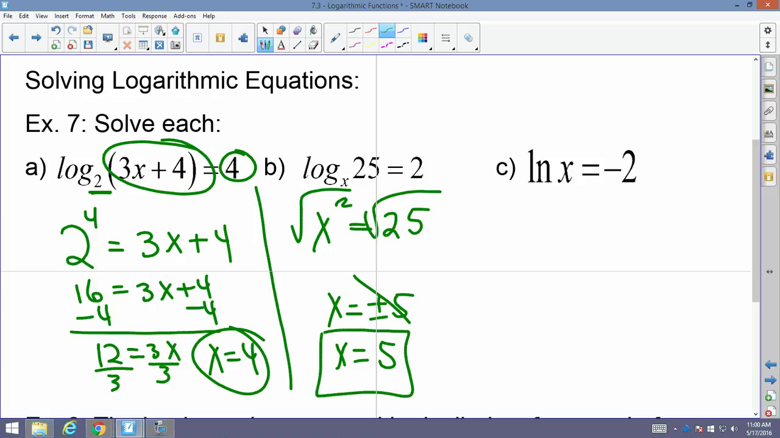God bless you all. ln of x equals negative 2. ln has a base of e. So this is e to the negative 2 equals x. In this case, you're going to have to use your calculator. That will be e raised to the negative 2 power, and that's going to be x equals 0.1353.